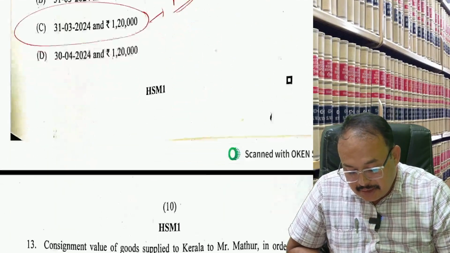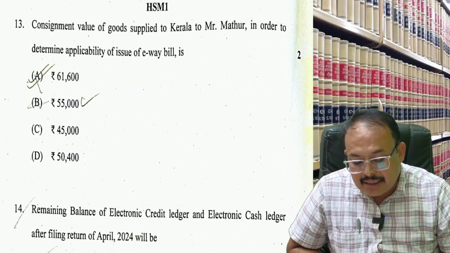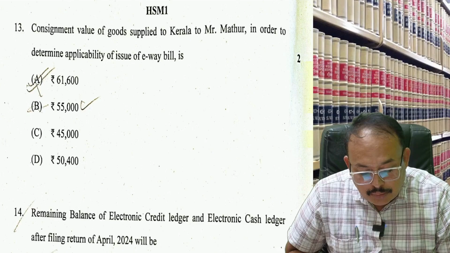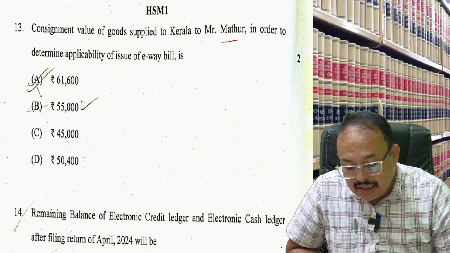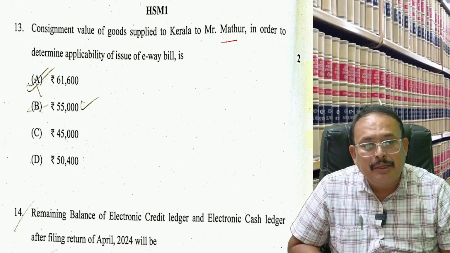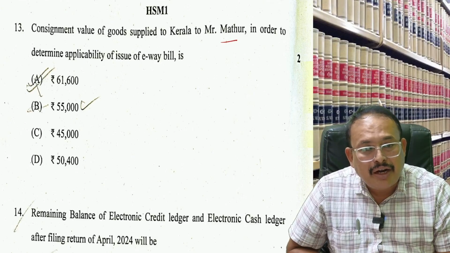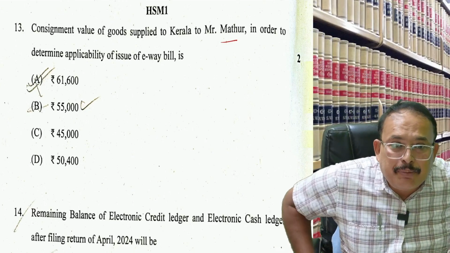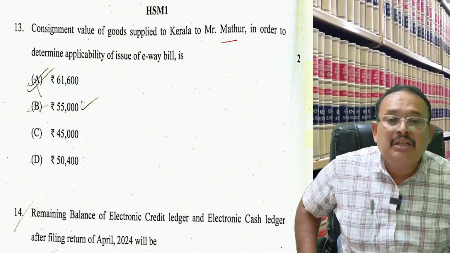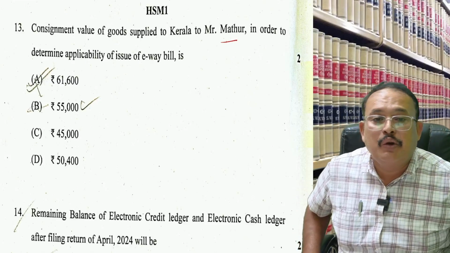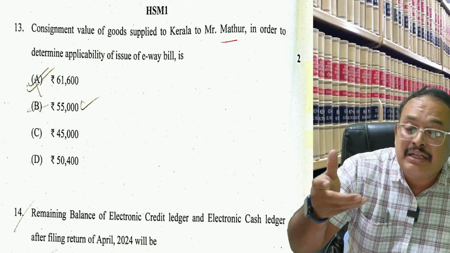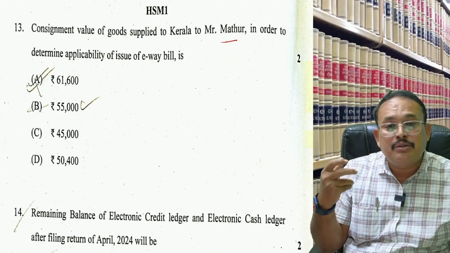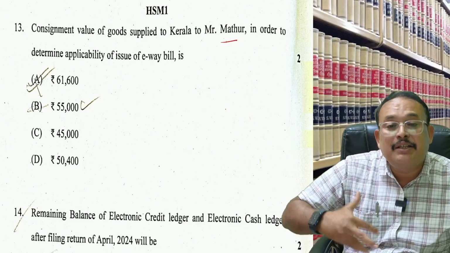Further, question number 13. Consignment value of the goods supplied to Mathur in Kerala, in order to determine the applicability of the issue of e-way bill, applicable taxable supply. We have 45,000 plus GST 12%, GST inclusive. When you talk about a value of rupees 50,000 for interstate supply of goods, the value should be inclusive of the GST only. You refer to this for identifying the eligibility of issue of e-way bill. E-way bill is considered for interstate supply when the value of the goods per consignment per invoice exceeds rupees 50,000.